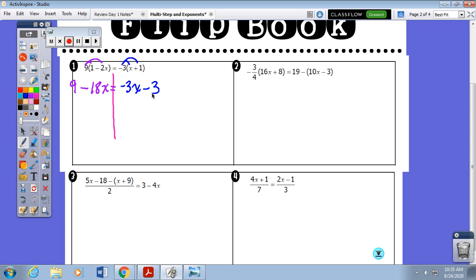Now, I have variables on both sides, that's okay. So I'm going to go ahead and undo some of that. I'm going to move my variable to the left, that's where I like it. So I'm going to add 3x to both sides. It's not the only way to do it. Just make sure your answer matches at the ends. Okay, negative 3x plus 3x is 0. Bring down what's left over. 9 minus, this becomes 21x.